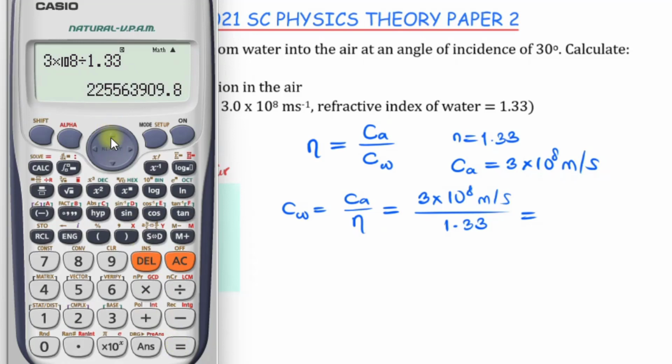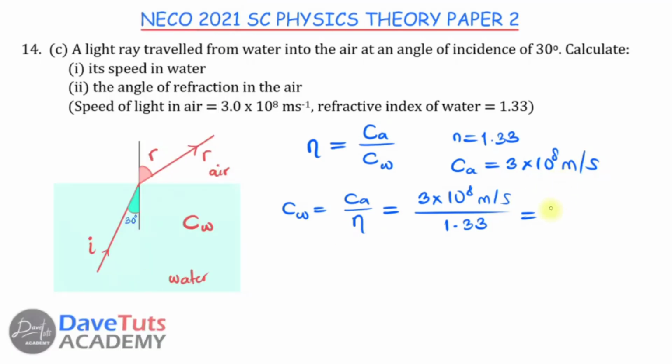So this is, let me put this in standard form. If I move the decimal point two places, 1, 2, this will be exponent 8. So it will be 2.25, but I have this 5, so it has to be rounded up to 1 and added to the initial 5. So that's 2.26 times 10 to the power 8 meters per second as the speed of the light ray in water. So that is the first solution that we need to get.